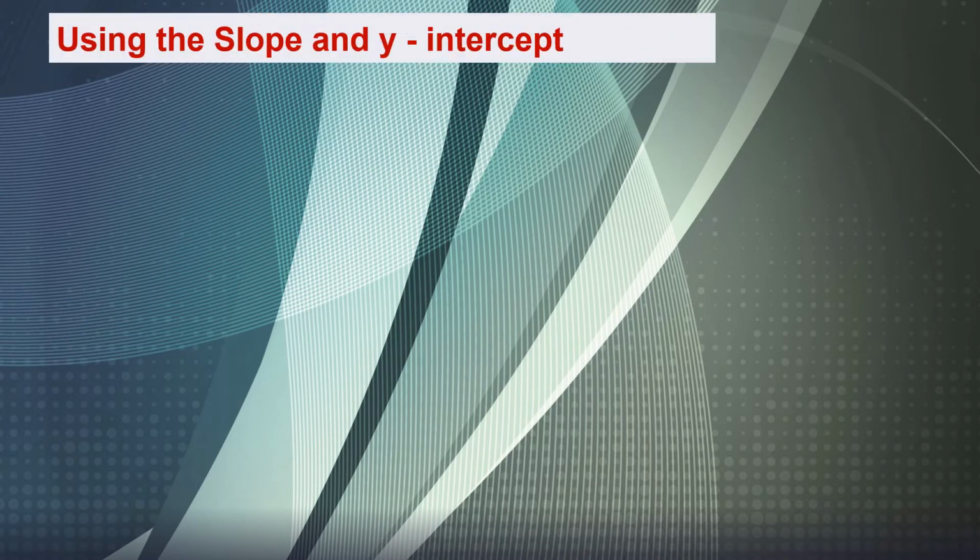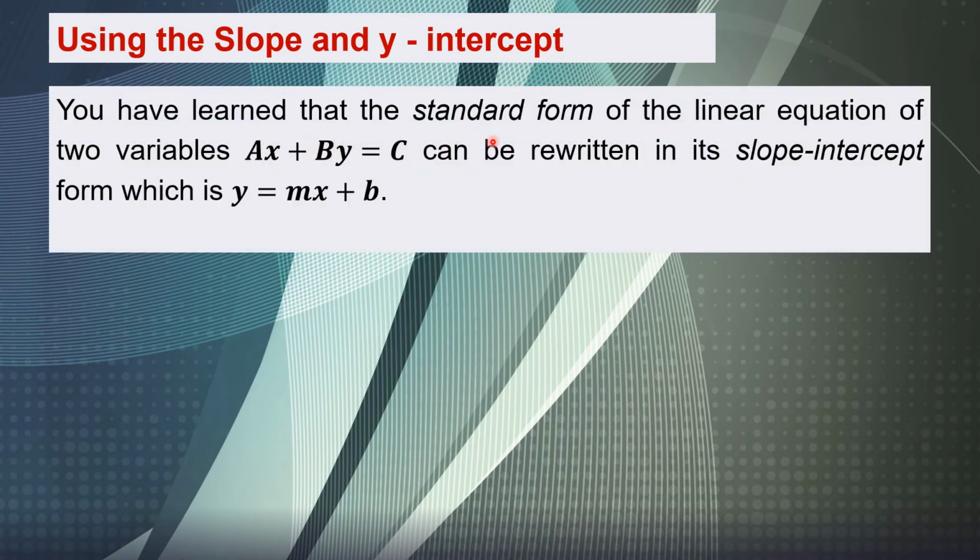Now, let's have the third method in graphing linear equations in two variables by using the slope and y-intercept. You have learned that the standard form of the linear equation of two variables, ax plus by equals c, can be written in its slope-intercept form, which is y equals mx plus b, where m now is the slope and b is the y-intercept.